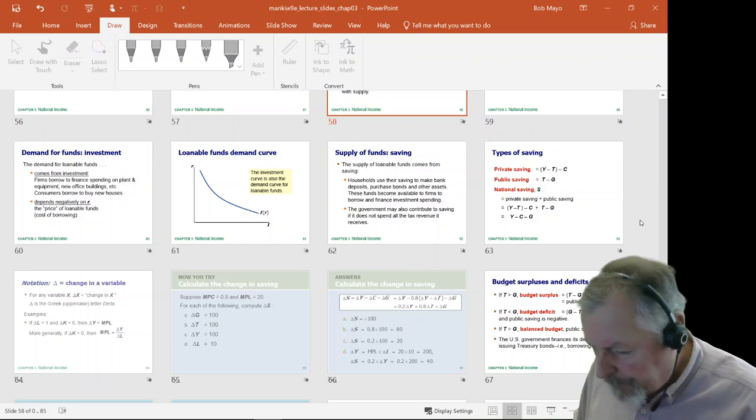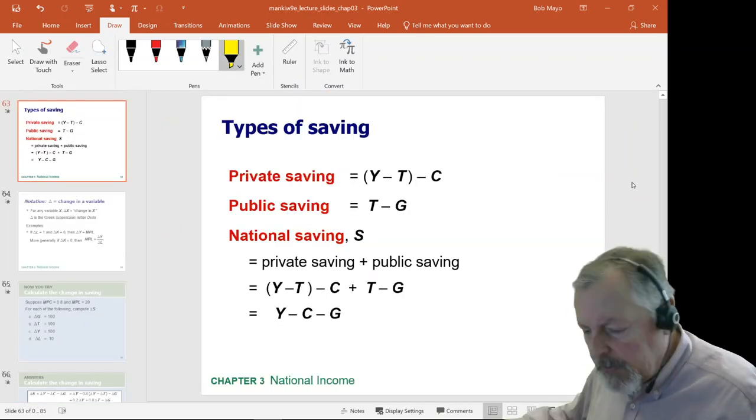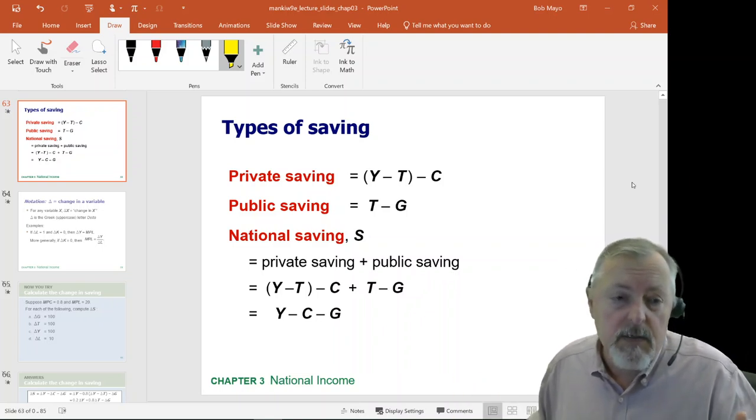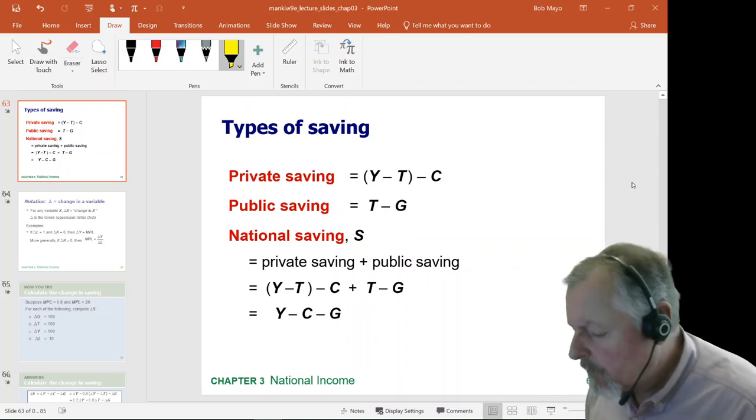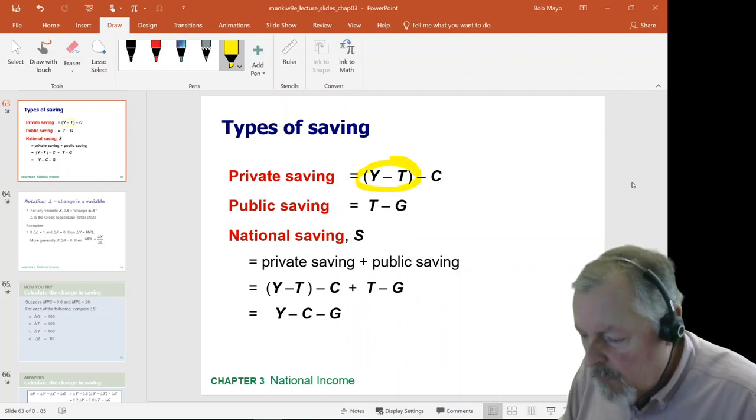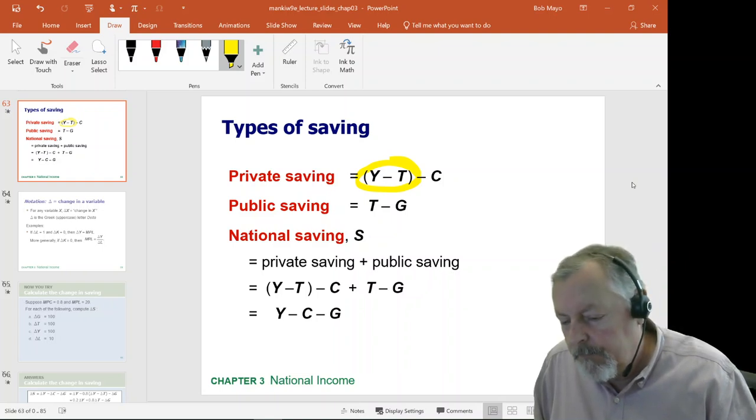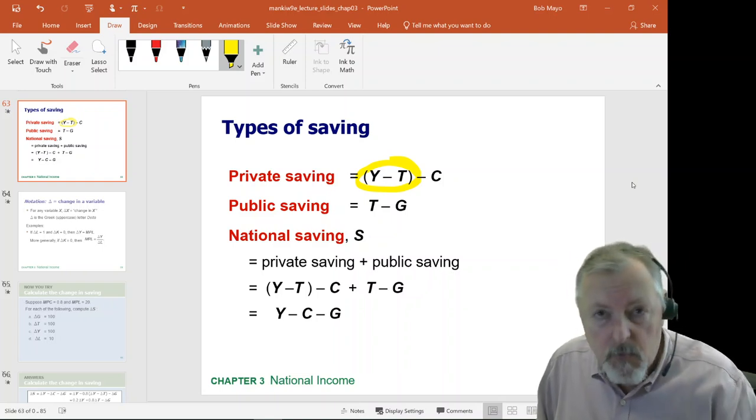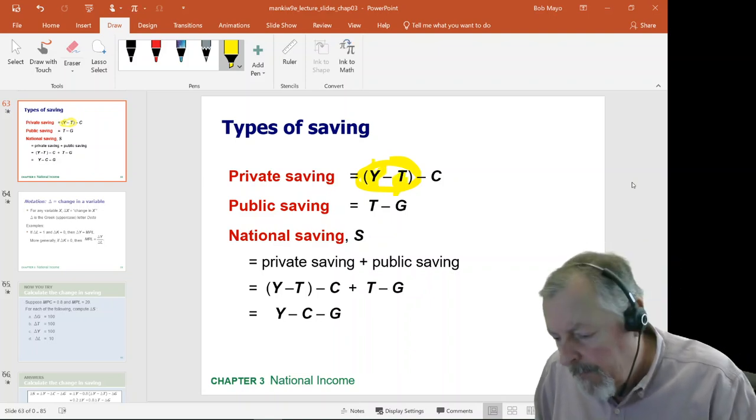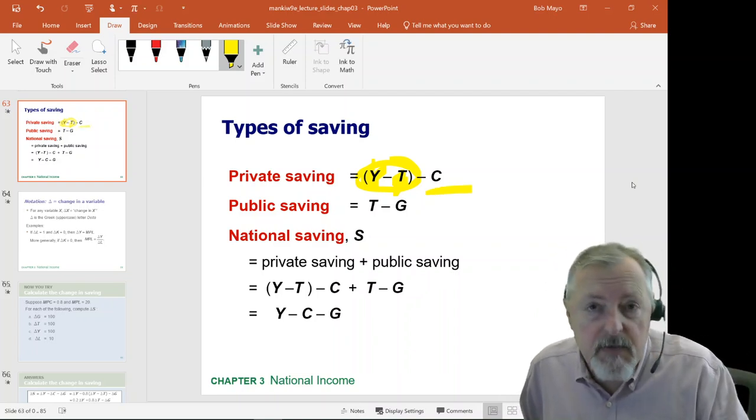Let's see. Public savings. This gives some people a little trouble. Savings must equal investment. You can only invest some money if you first save it. Private savings is pretty straightforward. That's the total amount of wealth you have available for either consumption or investment. It's your total income minus taxes. Well, if you take the total and you subtract off consumption, what's left is savings.